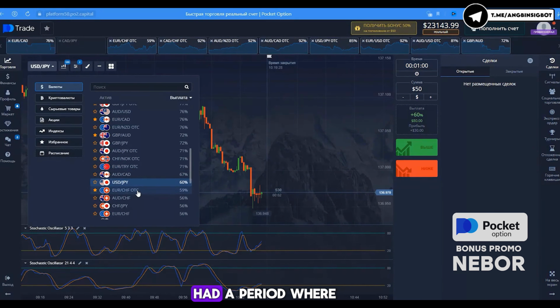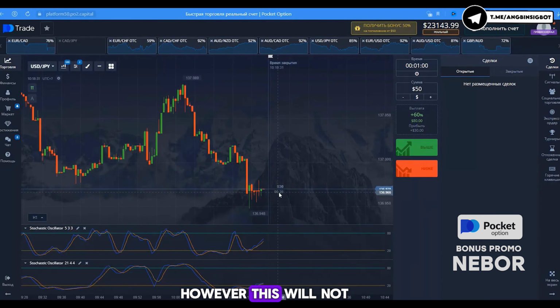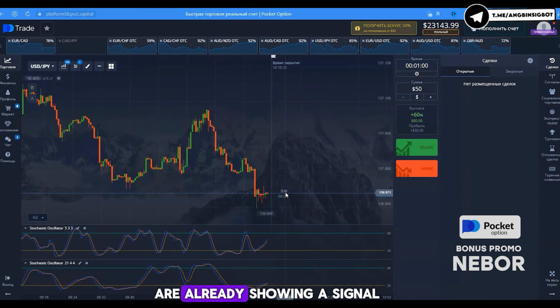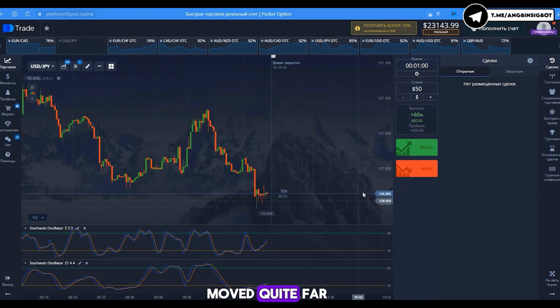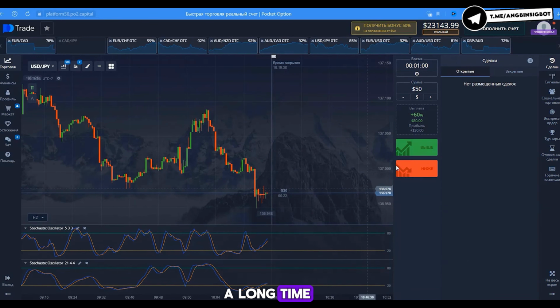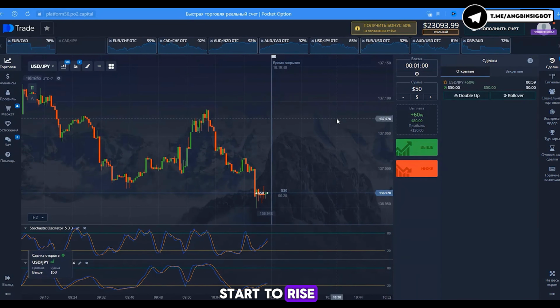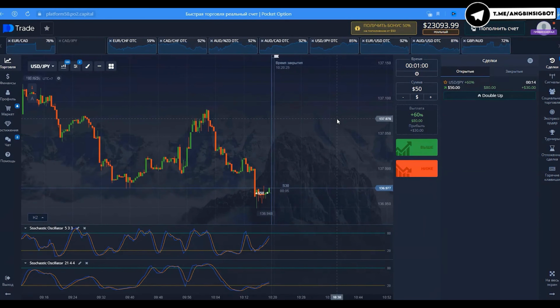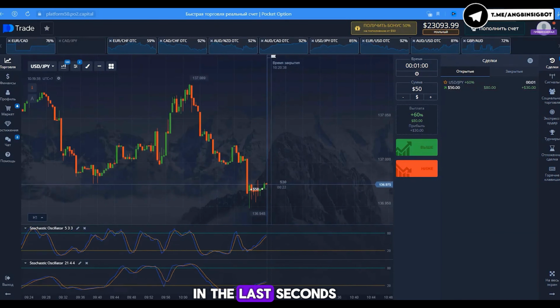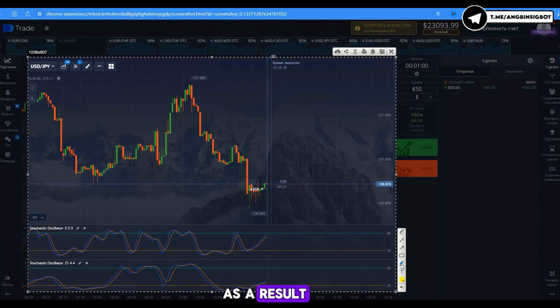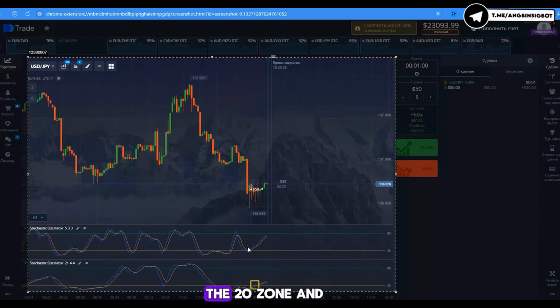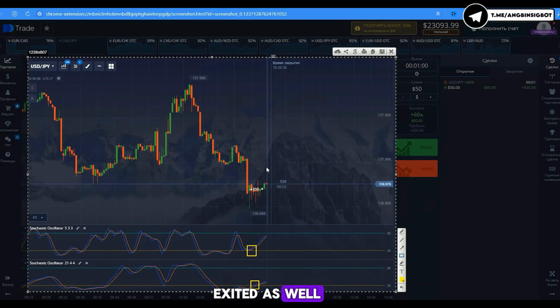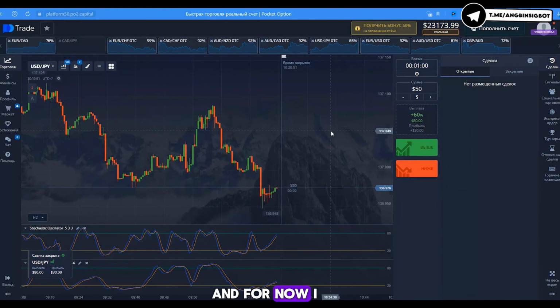The USD and yen asset had a period where the price was stagnant. However, this will not last forever, and now the stochastics are already showing a signal. The main point is that it has already moved quite far, but since the price has been falling for a long time and has also been stagnant, I think it will start to rise. In the last seconds, the trade goes into profit. As a result, we see that the filtering stochastic has exited the 20 zone and the main one has exited as well. Then the price clearly rose. I think the logic is not complicated, everyone understands, and for now, I will continue searching.